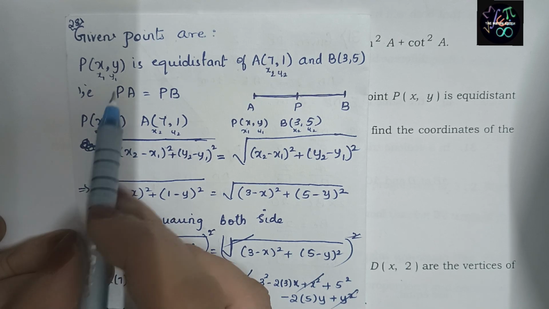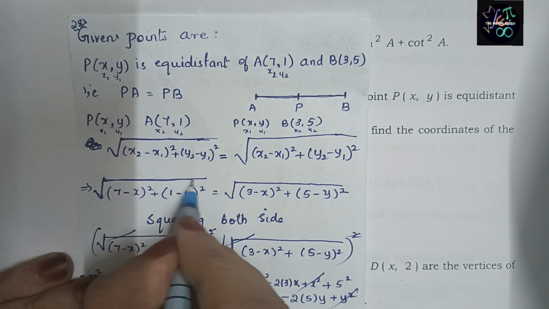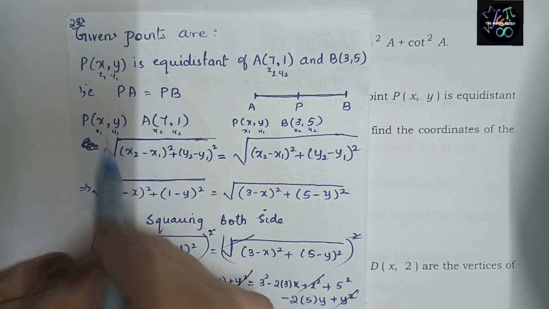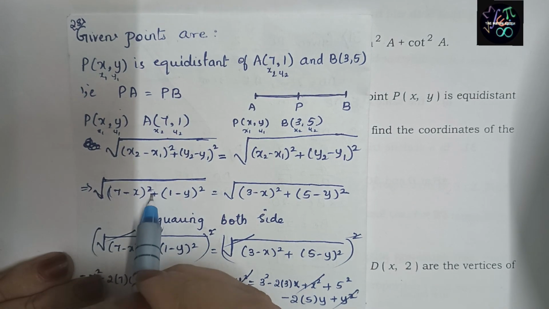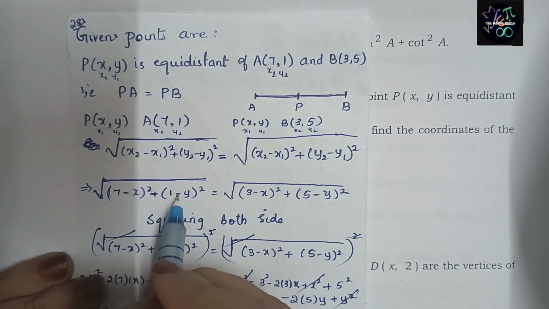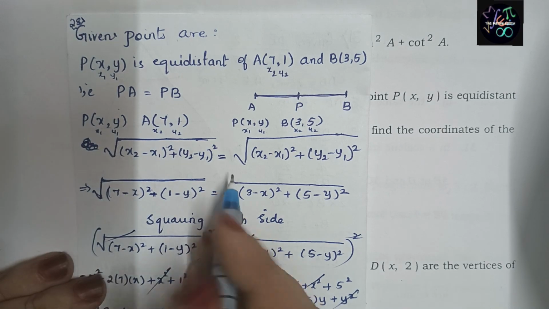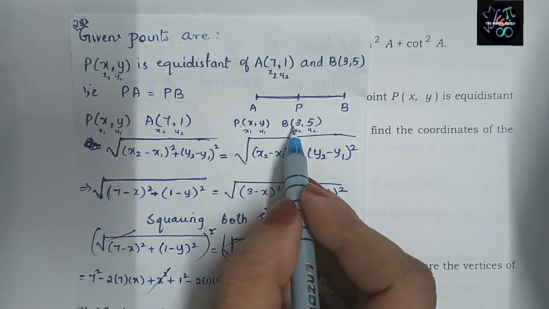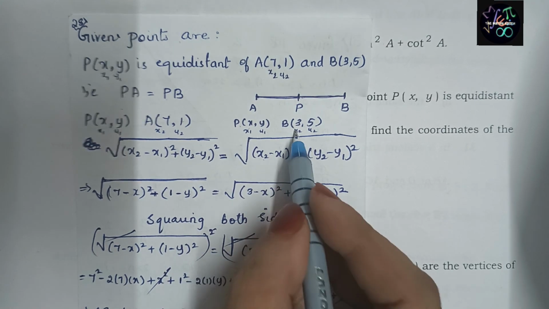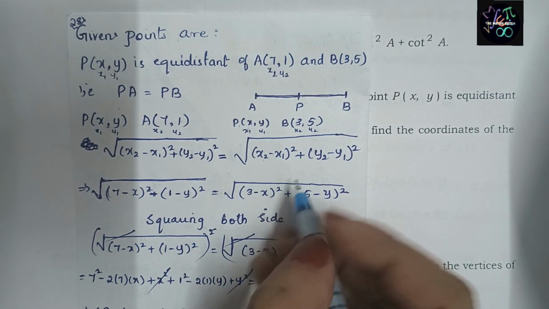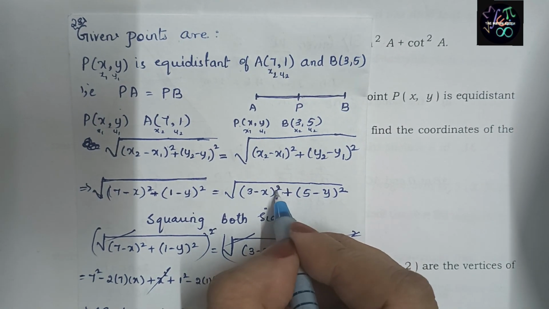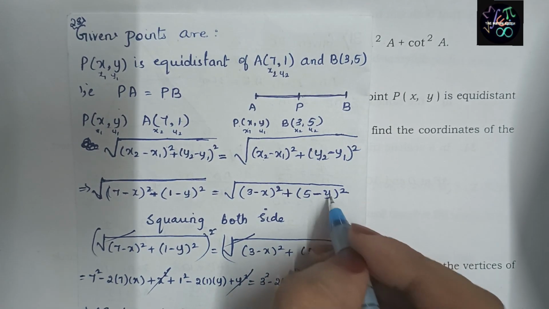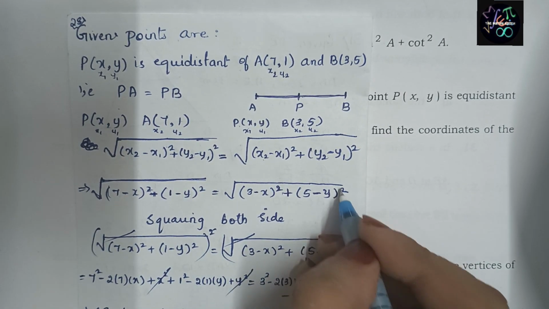So let us go for PA first. Root of x2 value, I have written 7, minus x1 value, which is x, whole square, plus y2 value, which is 1, minus y1 value, which is y, whole square. Now the same distance formula I have written here for P and B: 3 minus x, whole square, plus y2 value is 5, and minus sign as it is from the formula, y1 is y, whole square.